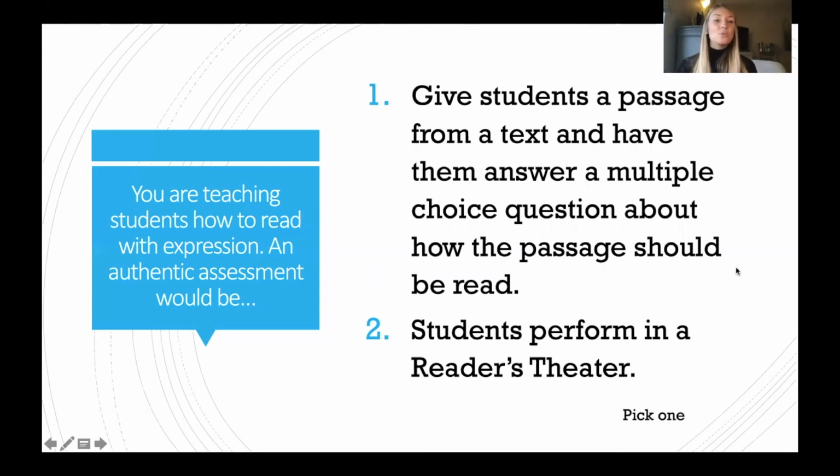The next one says you are teaching students how to read with expression. An authentic assessment would be, number one, give students a passage from a text and have them answer a multiple choice question about how the passage should be read. Or number two, students perform in a reader's theater. I'll give you a few seconds to think about.